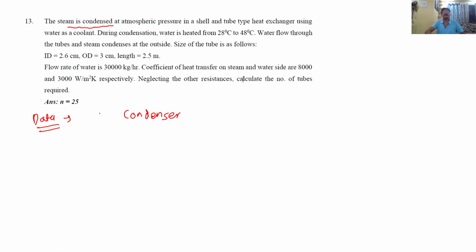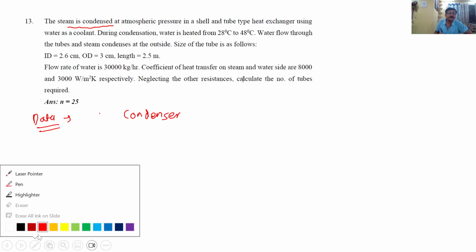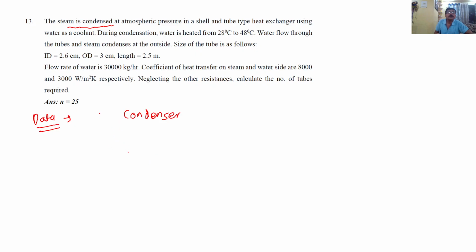Sorry for the disturbance. So the steam is condensed, which means it is a condenser. Now I will draw the temperature profile diagram for a condenser. In a condenser, the hot fluid is changing the phase, and during phase change, temperature remains constant.